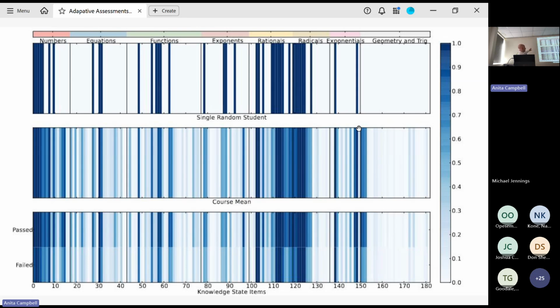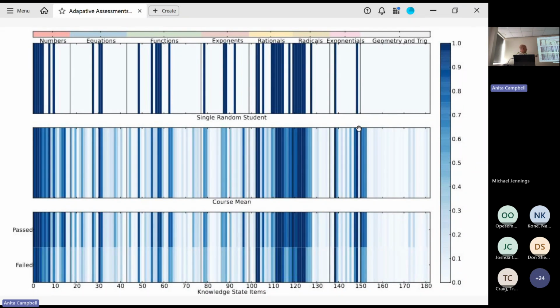Then the middle plot is just the average of all the students in the class. So the darker it is, that means all the students in the class could do it. If it's in the middle color range, then about half the students could do it. And at the bottom, it's the middle chart, but it's split into the students that passed the course or failed the course. And so you can see the colors are a bit darker in the passed part than the failed part. So maybe that seems kind of obvious, but the students that knew more things at the beginning of the course did better in the course.